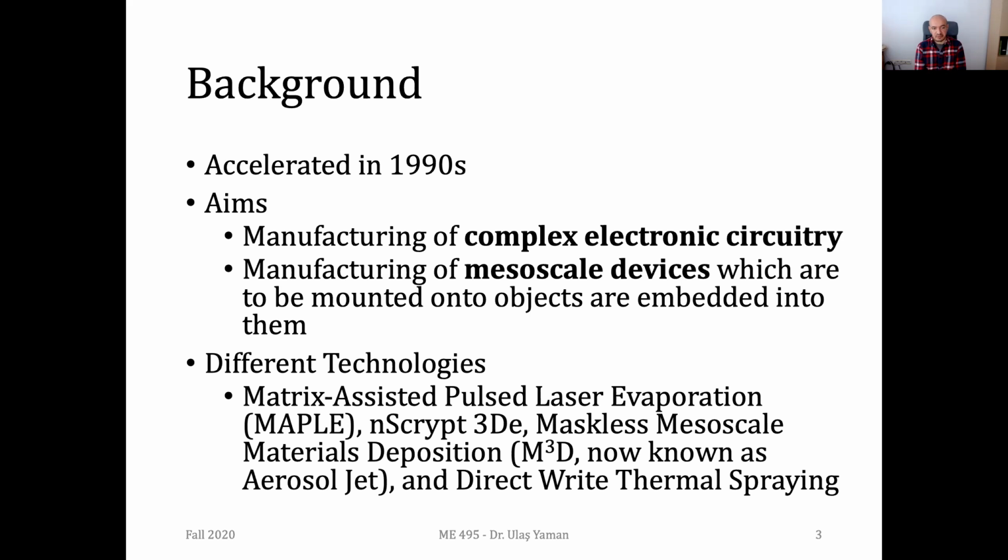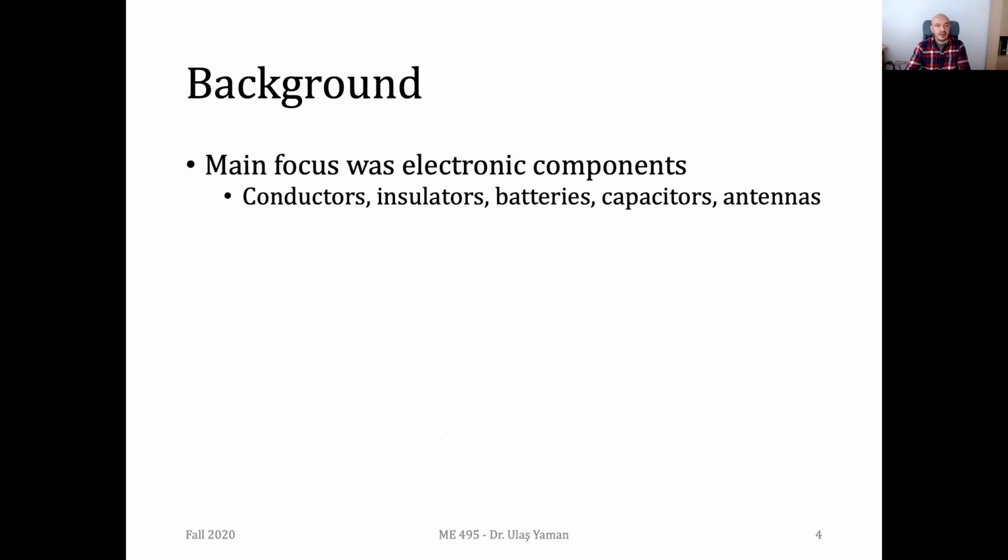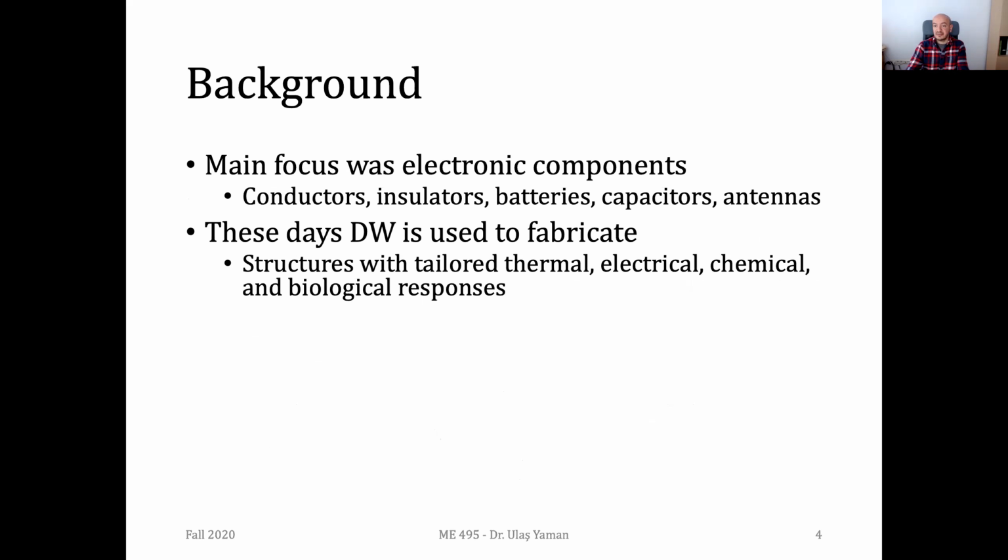We have some technologies under direct write technology. Some of them are MAPLE, matrix assisted pulsed laser evaporation, massive mesoscale materials deposition, or direct write thermal spraying. We will be discussing some of these in this chapter, and try to discuss the fundamentals of these several direct write technologies. In the earlier days, the main focus was on electronic components like circuits, connectors, lines, and also people tried to fabricate conductors, batteries, capacitors, even some antennas with the help of these direct write technologies.